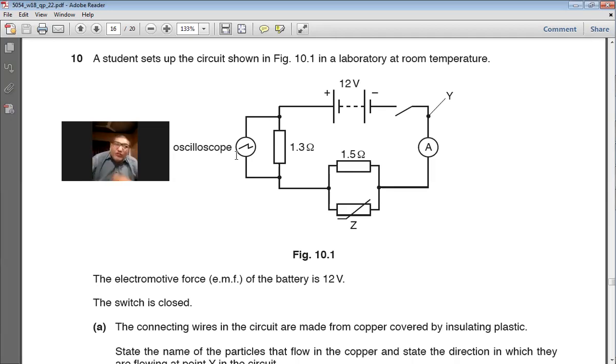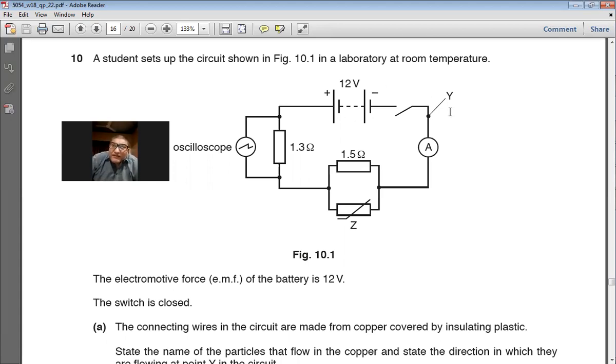You see, when you heat the thermistor, the resistance of this thermistor will decrease. The resistance of this combination will decrease, because the other two resistors are constant. When the resistance of this thermistor decreases, the resistance of the whole combination will also decrease.